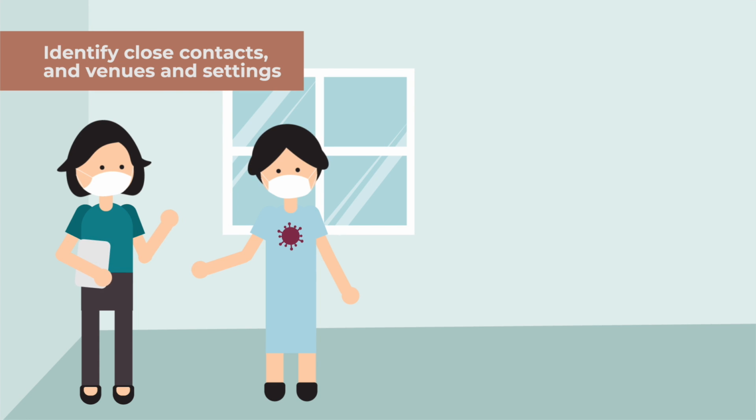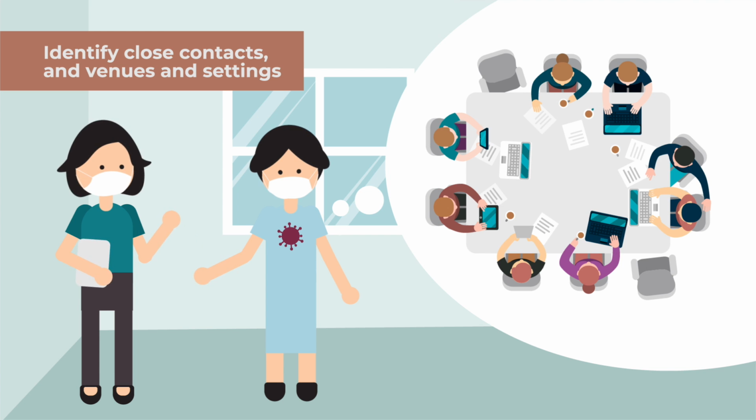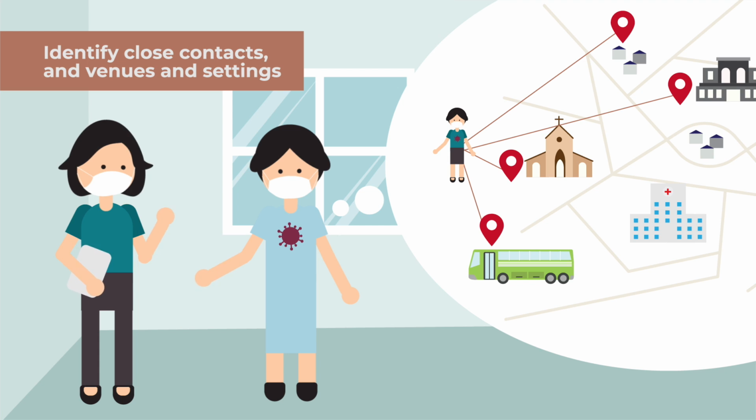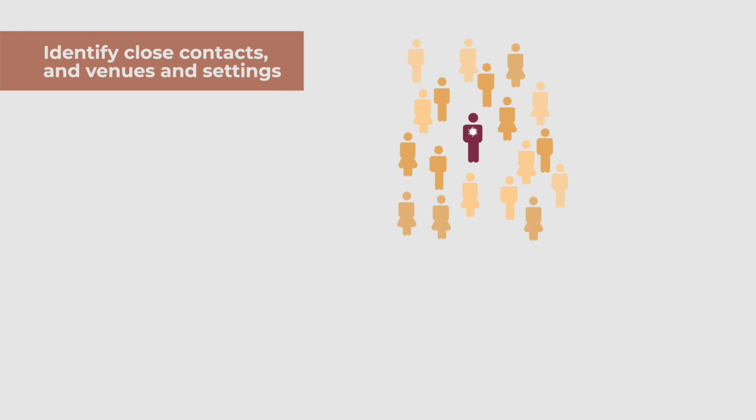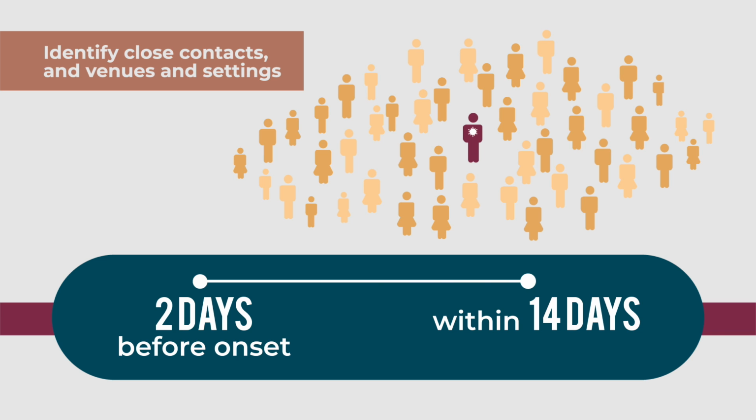We ask the person with COVID-19 or someone who may have COVID-19 about his or her activities and social gatherings attended, the settings and places visited, and those who have been in close contact with him or her since 2 days before the onset of symptoms and within 14 days or until the person turns out negative on repeat test.